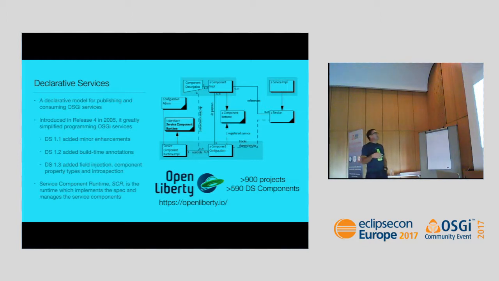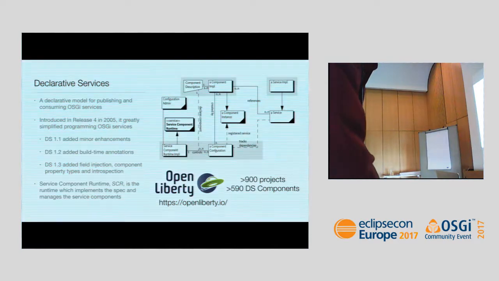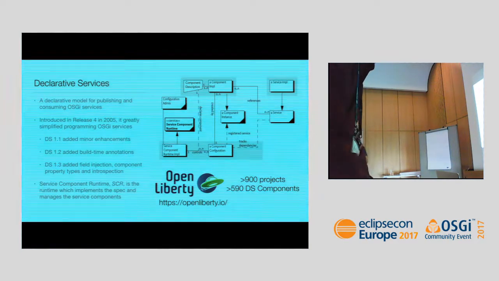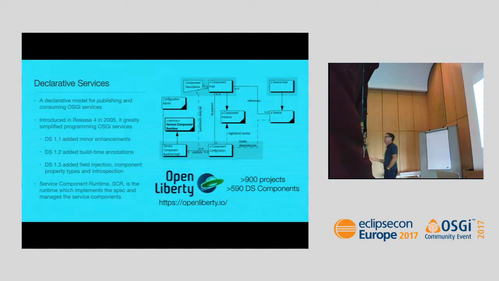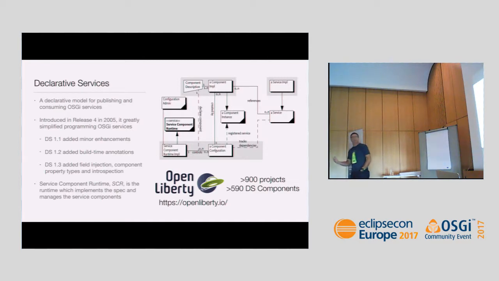So we added it in release 4 in 2005, and in the next version of the spec, we added some minor enhancements, nothing really major in 1.1, but a big change came in 1.2 when we added annotation support. That made it much easier for the programmer. The most recent update was 1.3. We added a bunch of new features, field injection, component property types, and also the ability to introspect. So we have a runtime service. You can figure out through DTOs, why is my component not working?